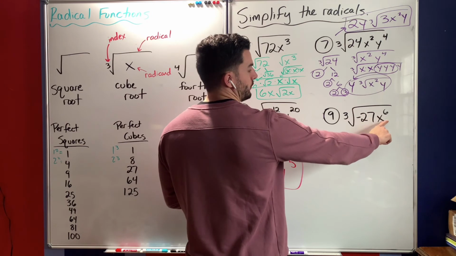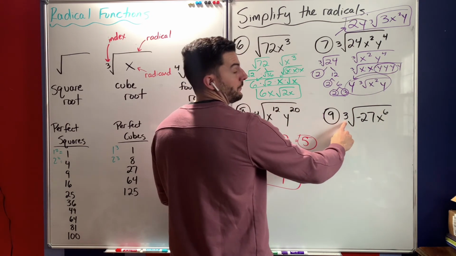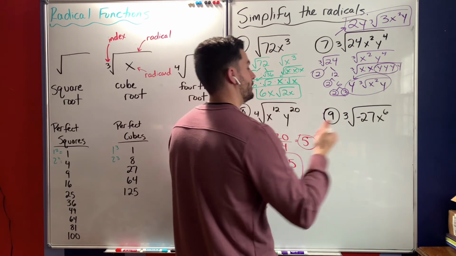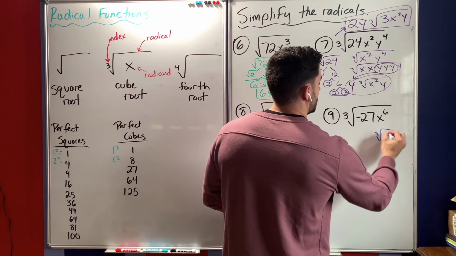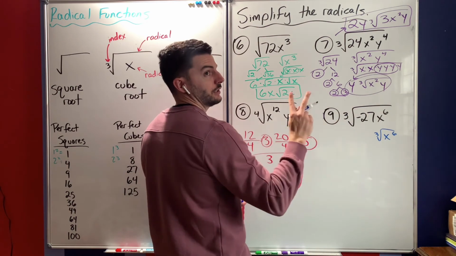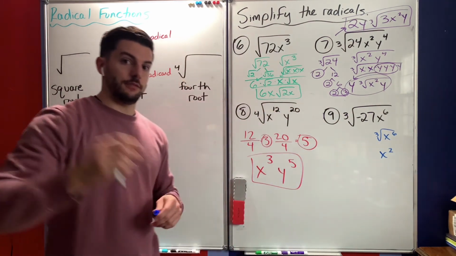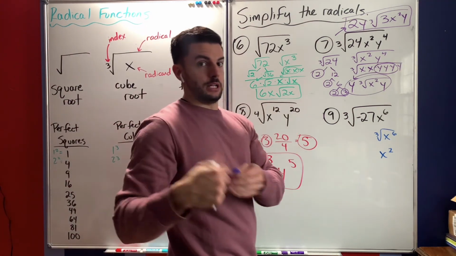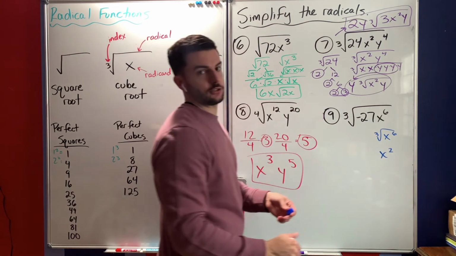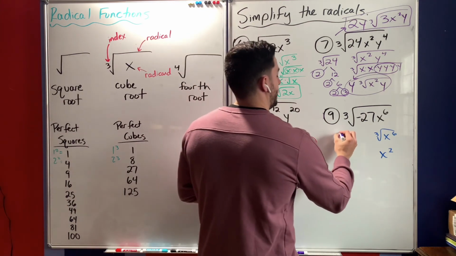Now let's deal with this variable first. X to the 6th. Again, look at my index. My index is 3, and 6 is divisible by 3. If I divided 6 by 3, I would get 2. There'd be 2 groups of 3 x's, if I expanded all that out, that I'd be able to pull out of the radical. So the cube root of x to the 6th would just be x squared. Works out really nice.